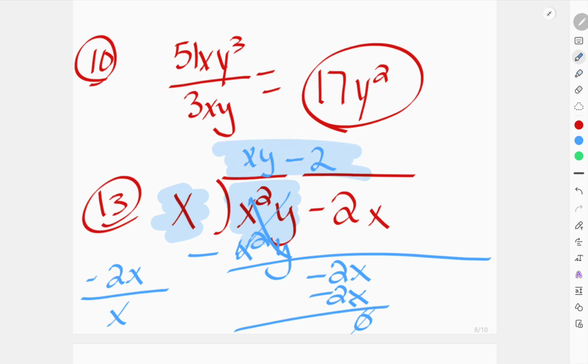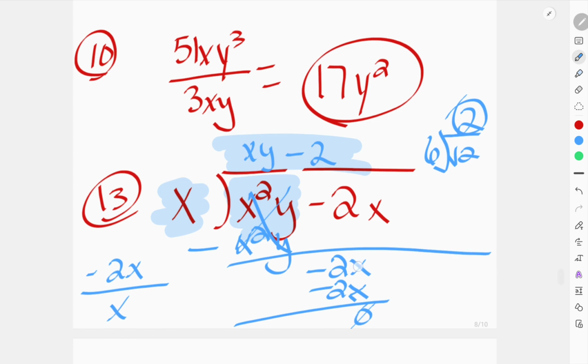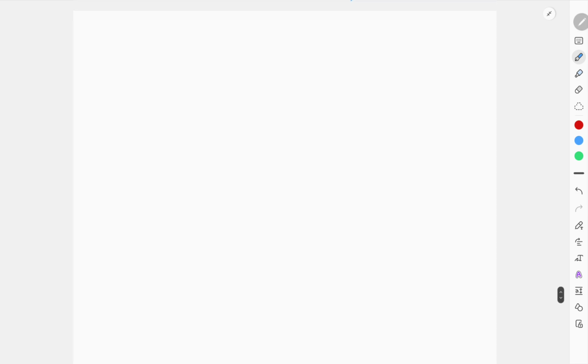It's just like if you were to say 6 divided by 12. What is 6 divided by 12? 2. That's your answer. Same thing with this. Okay, let's go over and I'll do number 17.